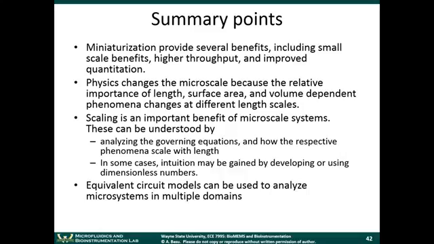These dimensionless numbers are a very intuitive way to understand how one phenomenon is more significant than another. And then finally, another way that you can analyze it is by doing these equivalent circuit models. These circuit models aren't limited to microscale analysis. Any type of analysis you can do with circuit models, also called lumped element models, you can use to analyze microsystems in multiple domains.